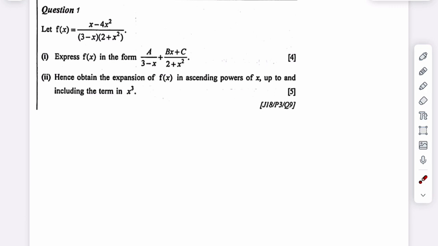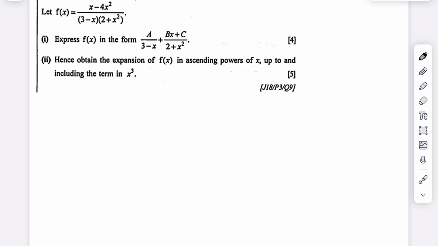So here we've got question 1. Let f of x equal x minus 4x squared over 3 minus x, 2 plus x squared. Okay, cool. So what are we going to do here? Well, the first thing we need to recognize is the form that it wants us to express it in.